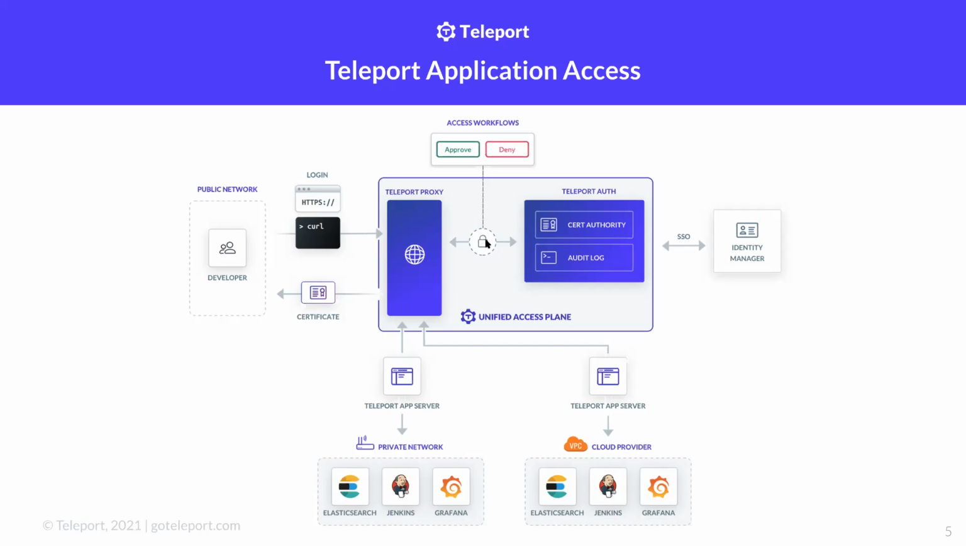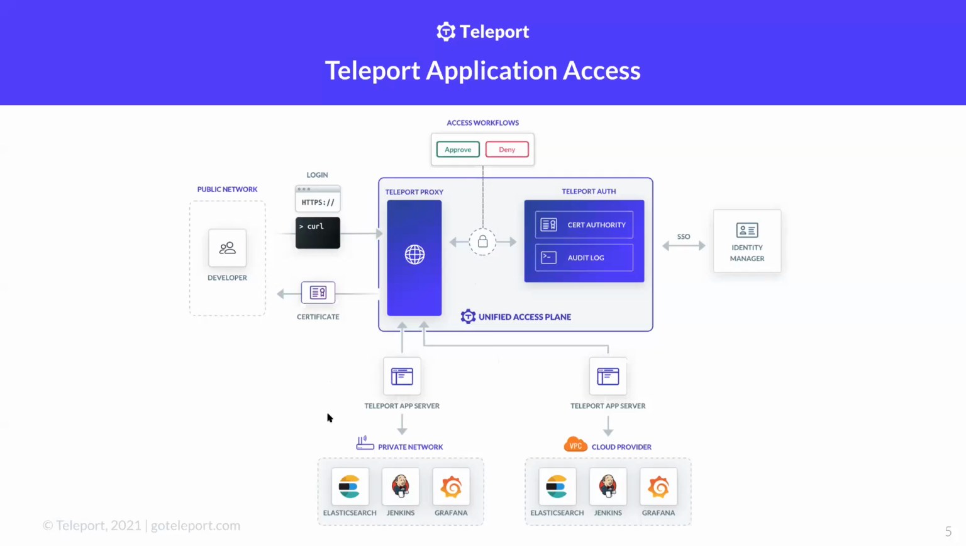So together, proxy and auth comprise what we call an access plane. So the access plane has a number of additional functionality to it, such as access workflows, for example, which allows the users to temporarily elevate their privileges and gain access to resources such as web applications, which they normally don't have access to.